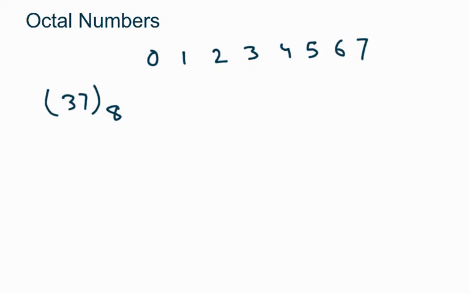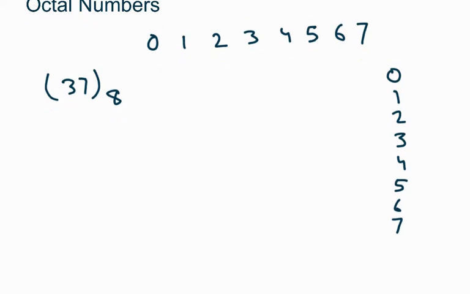Next up we have octal numbers. Octal numbers look something like this: 0, 1, 2, 3, 4, 5, 6, 7. The total number of symbols is 8, so all octal numbers have the base 8. Counting in octal will look like this: 0, 1, 2, 3, 4, 5, 6, 7, 1, 0, 1, 1, so on and so forth.